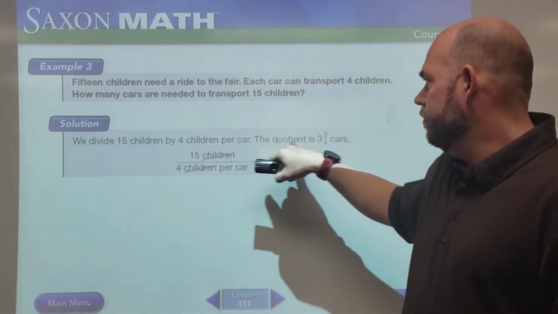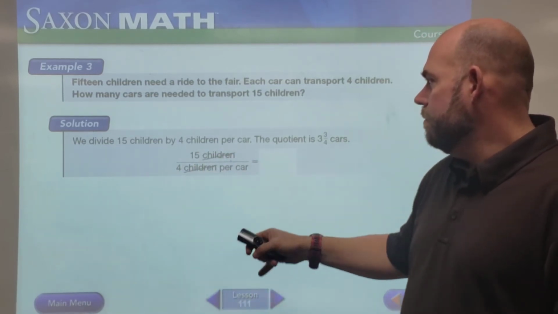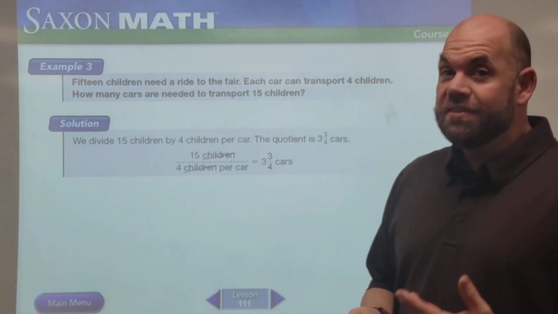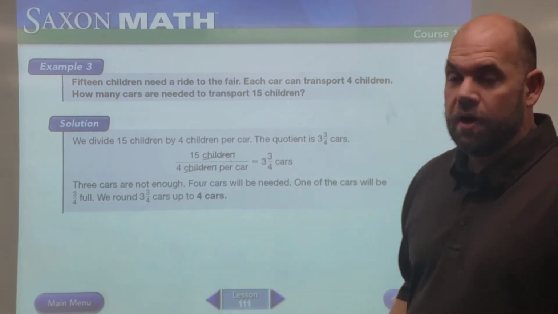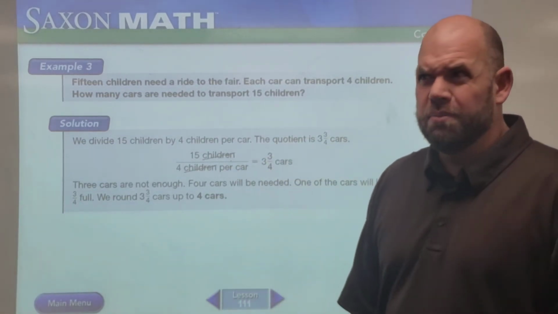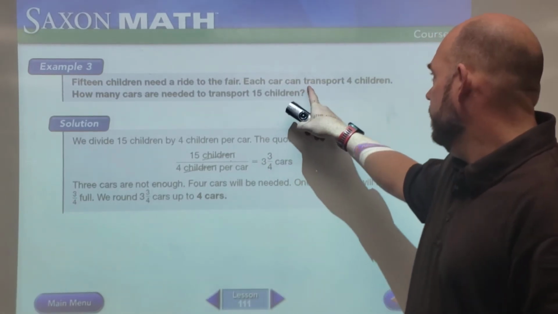So if we set up our division problem, 15 children divided by 4 children per car, then we just get 15 divided by 4, which leaves us with 3 3/4 cars. This time, we have extra capacity, so we can actually round up to 4 cars. Now, simply looking at it as a math problem, that might confuse you on, should I round up or should I round down? You have to think back to the question.